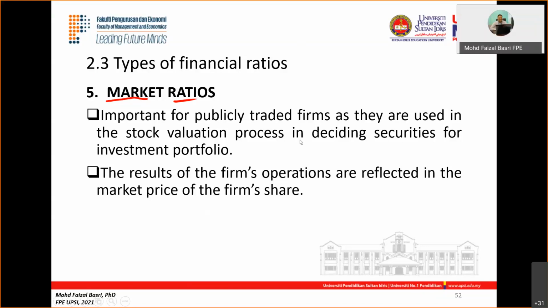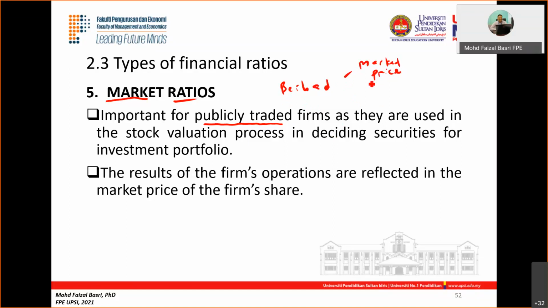All right, let's continue with the fifth category, the market ratios. For market ratios, we need additional information. These market ratios are usually applicable for public listed companies only, or in Malaysia usually the Berhad companies, simply because we need information that only Berhad companies have. For example, we may need to know the market price.